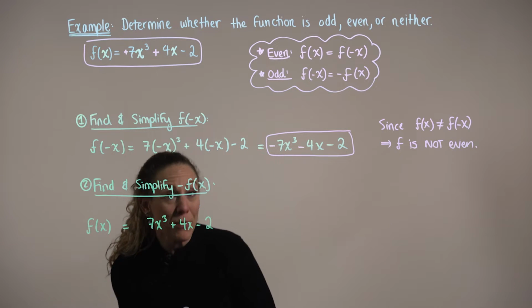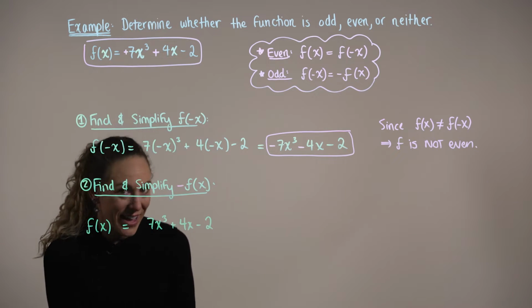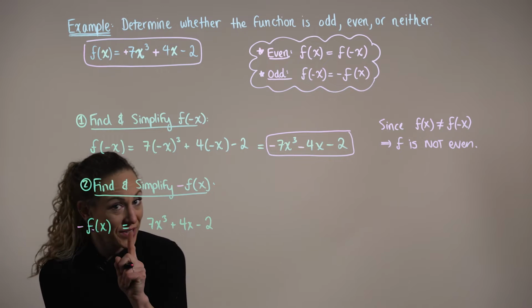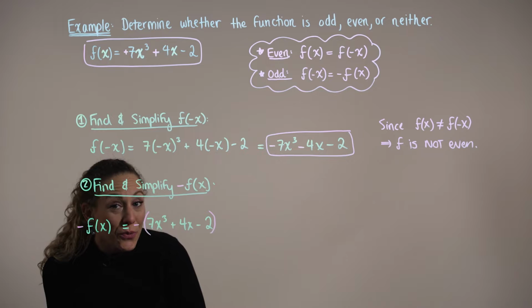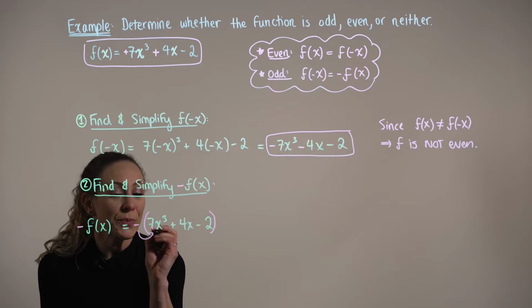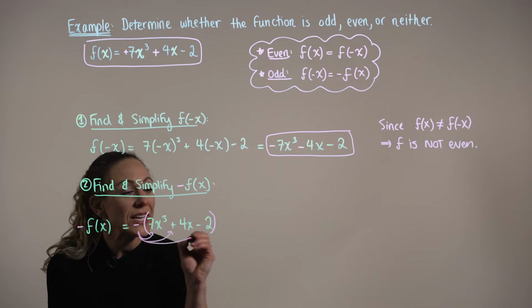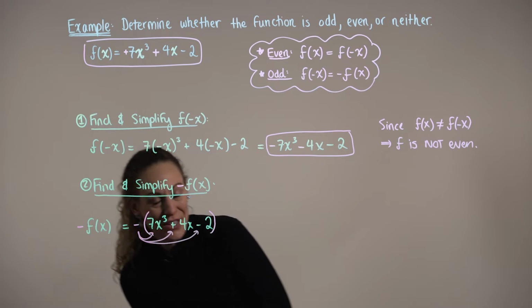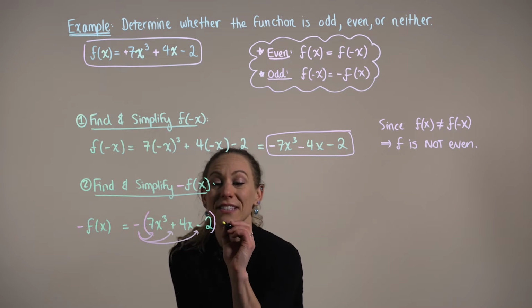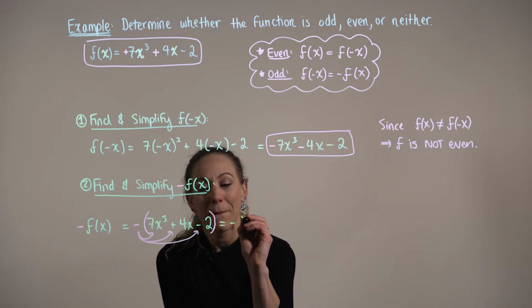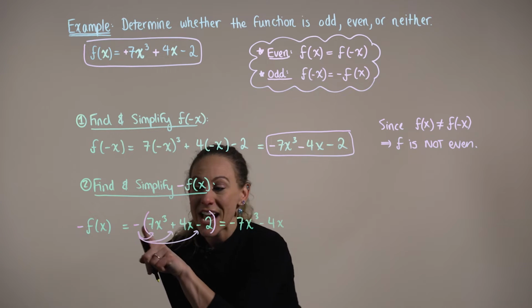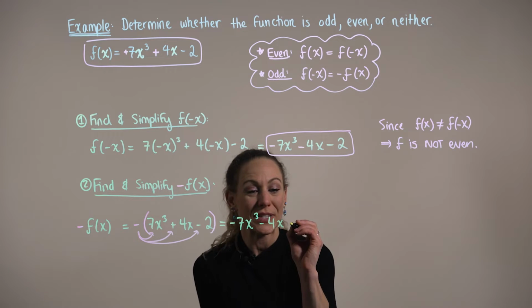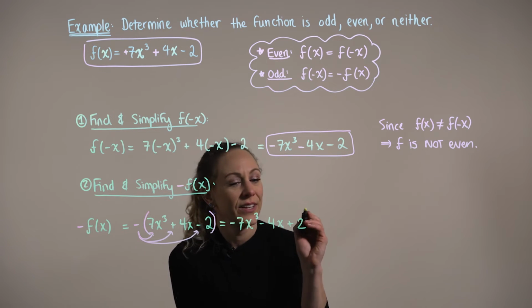Now here, we want to find minus f of x. So for safety, let's incorporate parentheses around the entire function to remind us that we need to distribute this negative through to each term. So distributing the negative, we see that the signs of these change to minus 7x cubed minus 4x, and a negative times a negative value produces a positive 2.